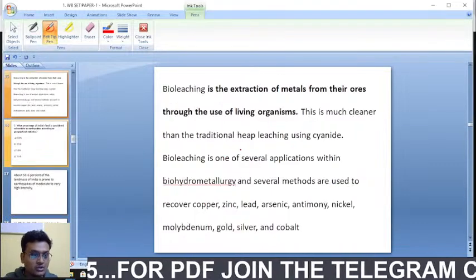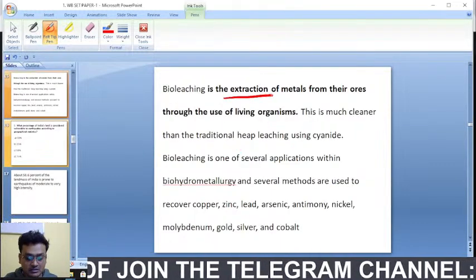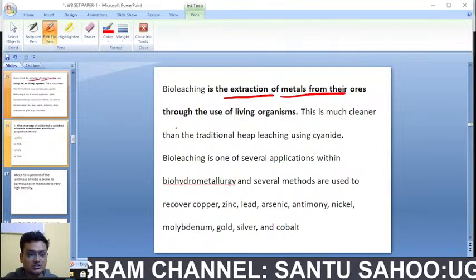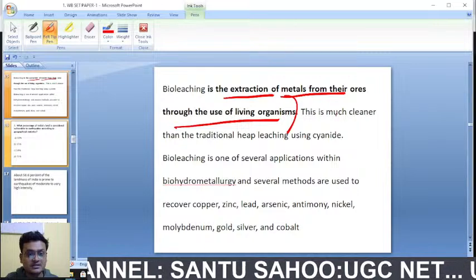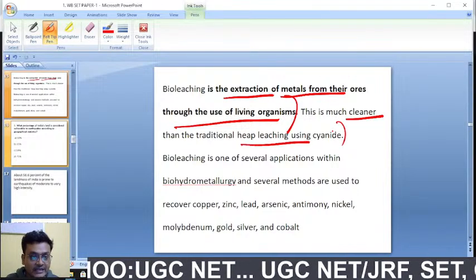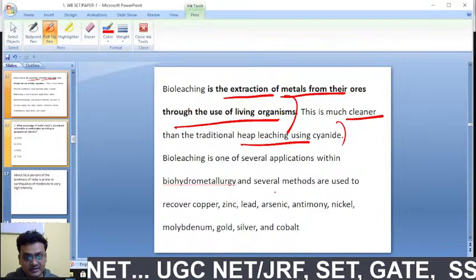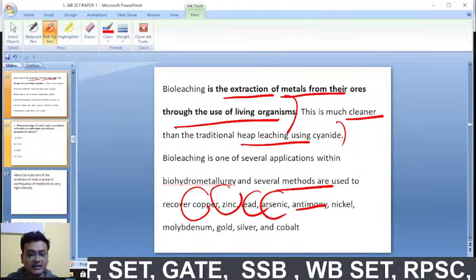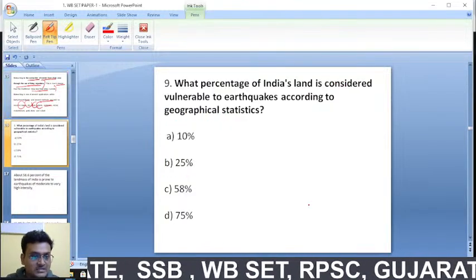Remember that. Bioleaching is the extraction of metals from their ores through the use of living organisms. Exactly, well done. This is much cleaner than traditional heap leaching, and these methods are used to recover copper, zinc, lead, arsenic, nickel, gold, silver, and cobalt.